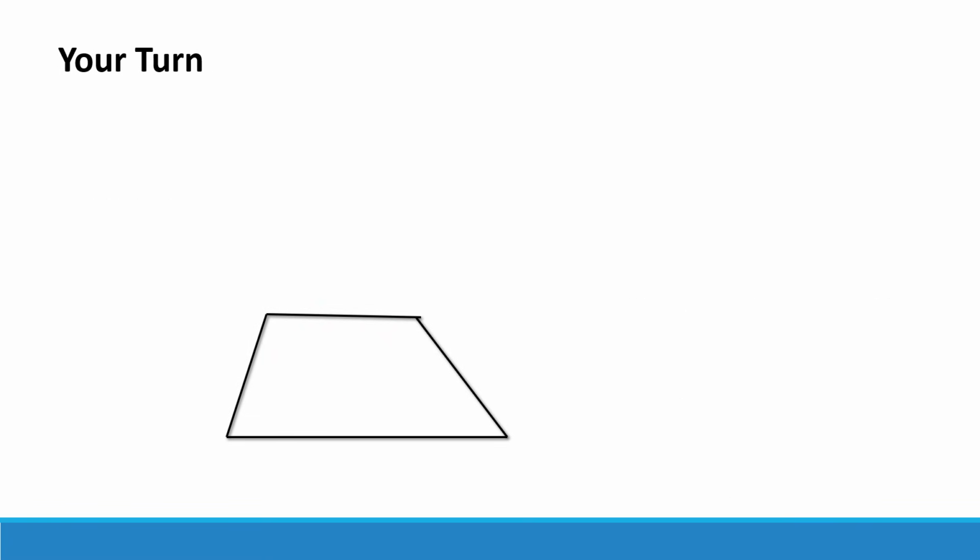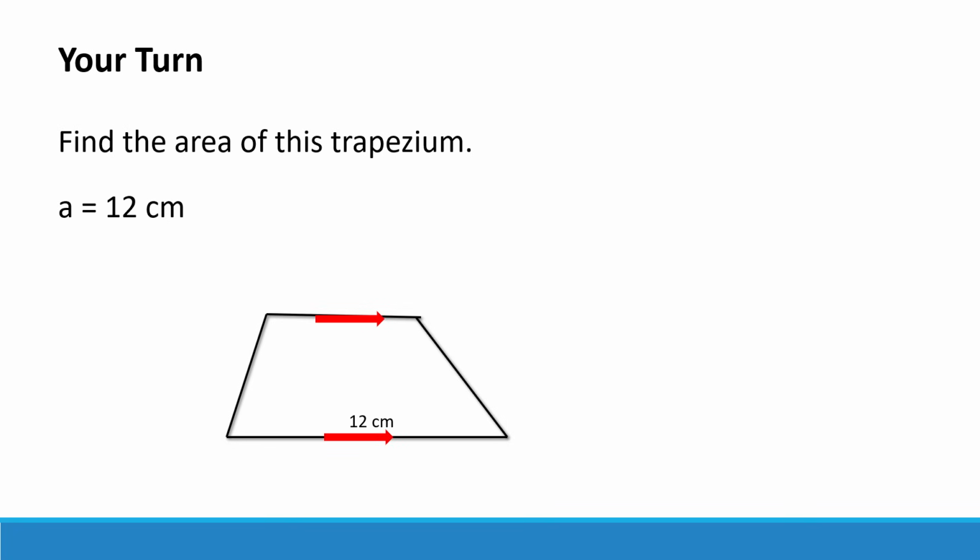Now it's your turn. Find the area of this trapezium. The two parallel sides are 12 centimeters and 6 centimeters, and the perpendicular height is 7 centimeters. Pause the video and work it out.